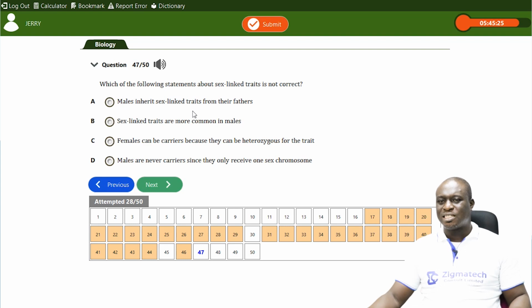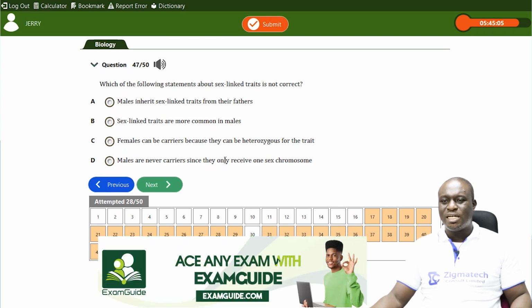Males inherit sex-linked traits from the fathers. B, sex-linked traits are common in males. Now, they said it is not correct. Females can be carriers because they can be heterozygous for the traits. And then C, males are never carriers since they only receive one sex chromosome. The one that is not correct is option D.